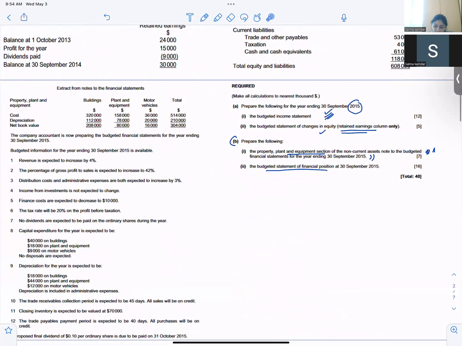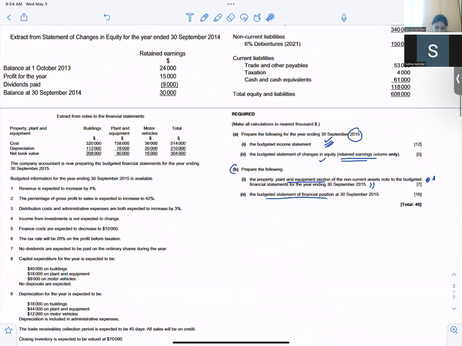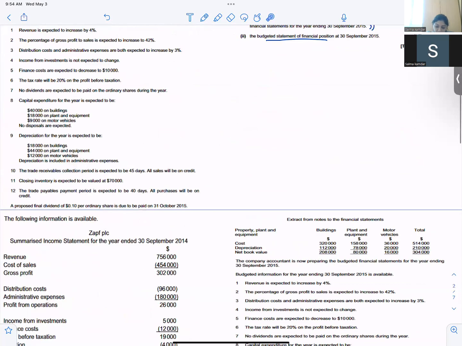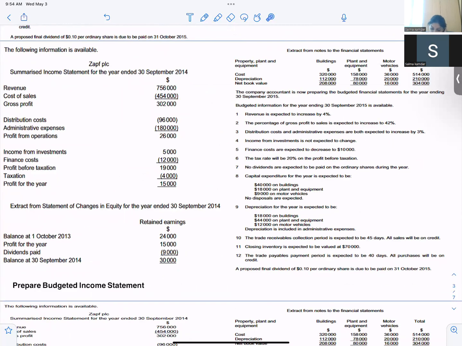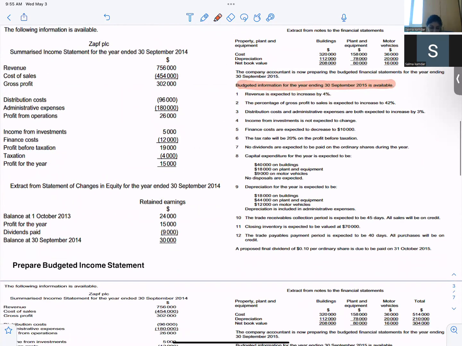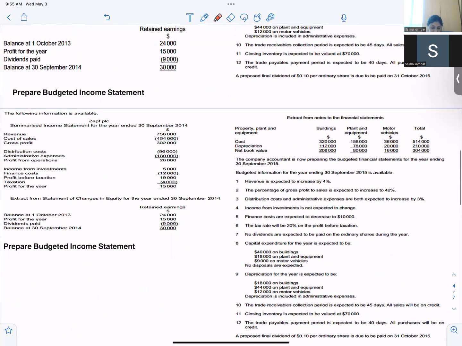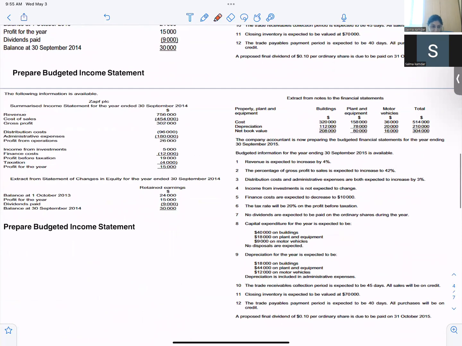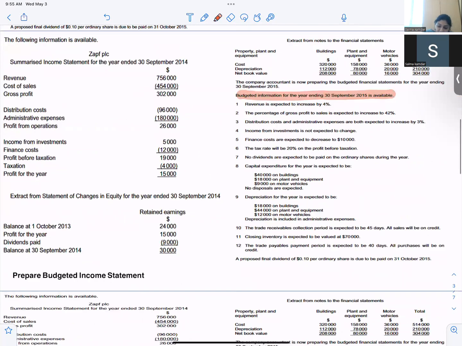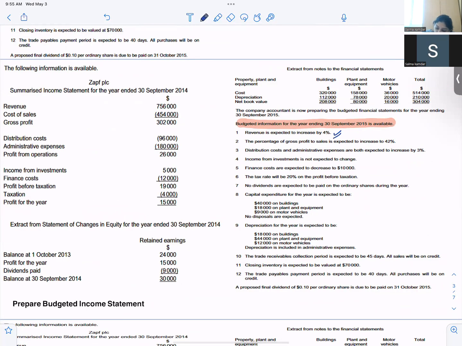And then they are telling you to prepare the income statement for 2015. Based on the income statement that has already been given to you for 2014, you are to prepare an income statement for 2015. But for 2015, they have given you budgeted information. With the help of that budgeted information, you are to prepare income statement for 2015. No worries. First information is my revenue is expected to increase by 4%.